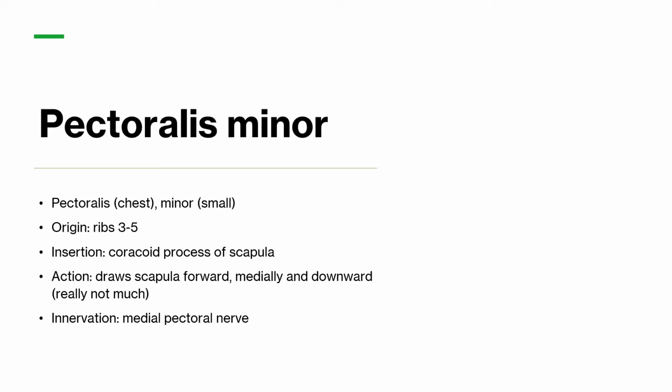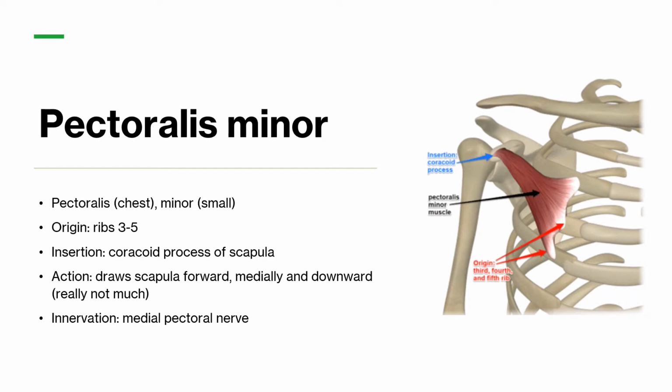Pectoralis minor. Pectoralis means chest. Minor means small. It's a small muscle on the front of the chest. That's what the pectoralis minor is. It originates from the 3rd to 5th ribs, and it inserts on the coracoid process of the scapula.